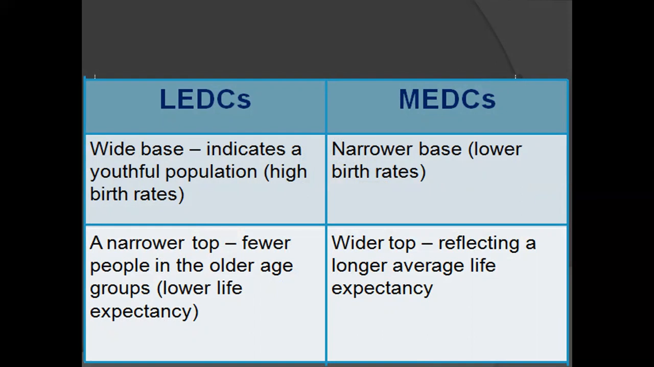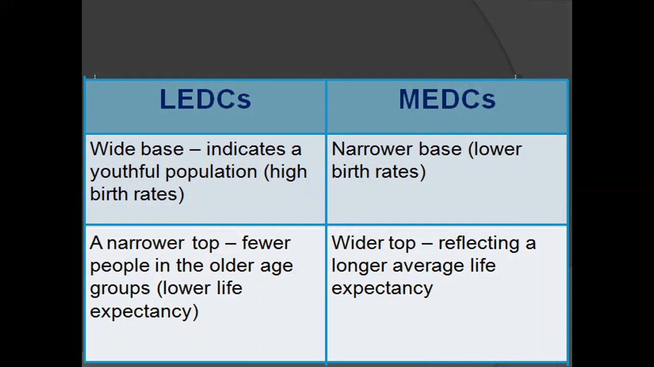Let's talk about the second point. A narrower top means fewer people in the older age groups and lower life expectancy. They have lower life expectancy in less developed countries, and when they reach old age, they have a very low life expectancy. If we talk about the most developed, you already saw in the pyramid that the top is wider than in the less developed.